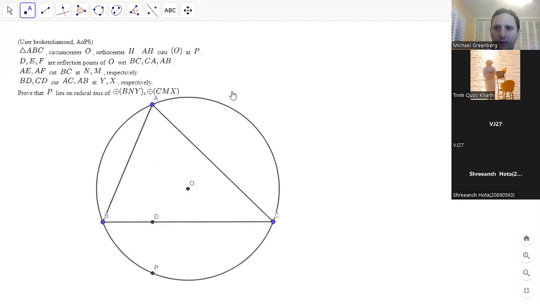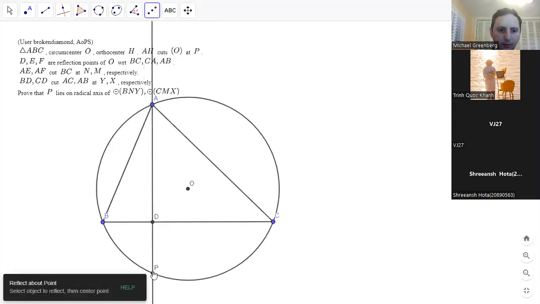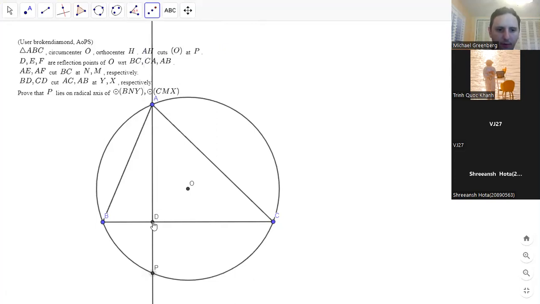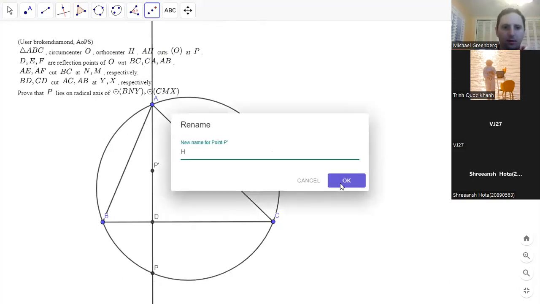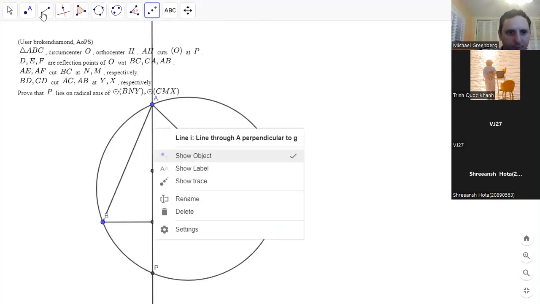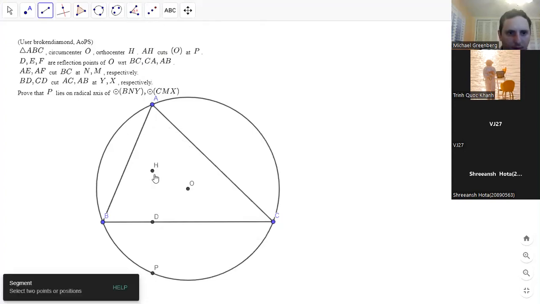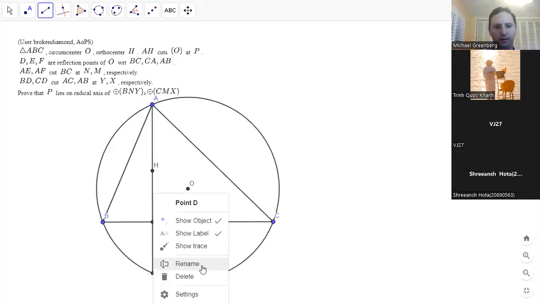So this is P and this is D. And we also want to draw the orthocenter H. So if we reflect P over D, then we get H. That's a well-known fact. So I'm going to hide that. And D, E, and F are the reflect... Oh, we don't want another D. So I'm going to call this K.